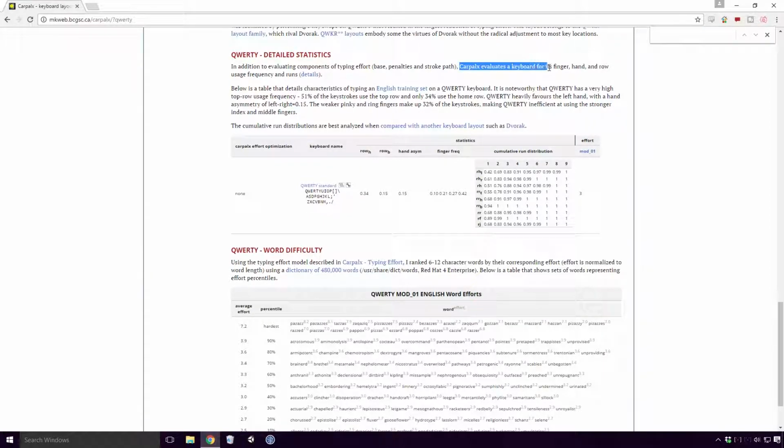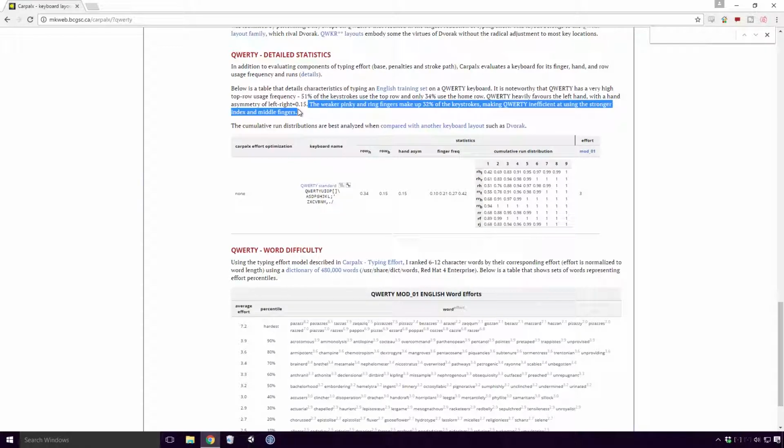Carpalx evaluates a keyboard for its finger, hand and row usage frequencies and runs. QWERTY has a high top row usage frequency, 51%, and only 34% use the home row. I'll talk about the home row in more detail in a later video, yes. QWERTY heavily favours the left hand with a hand asymmetry of left-right 0.15. The weaker pinky and ring fingers make up 32% of the keystrokes, making QWERTY inefficient at using the stronger index and middle fingers.